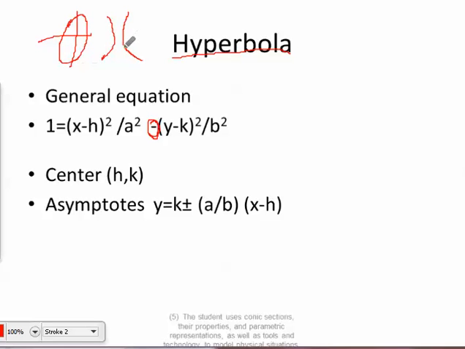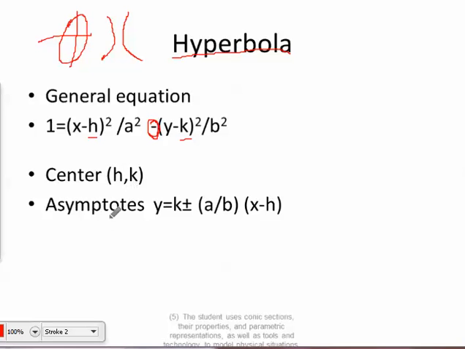For a hyperbola, you have to look at which one is being subtracted. If the x's are being subtracted, then you're looking at a horizontal hyperbola. If the y's are being subtracted, you're looking at a vertical hyperbola. And you just have to know that there's a difference between those two. It doesn't matter which one you're talking about. The value subtracted from the x and the value subtracted from the y become the center, (h, k).